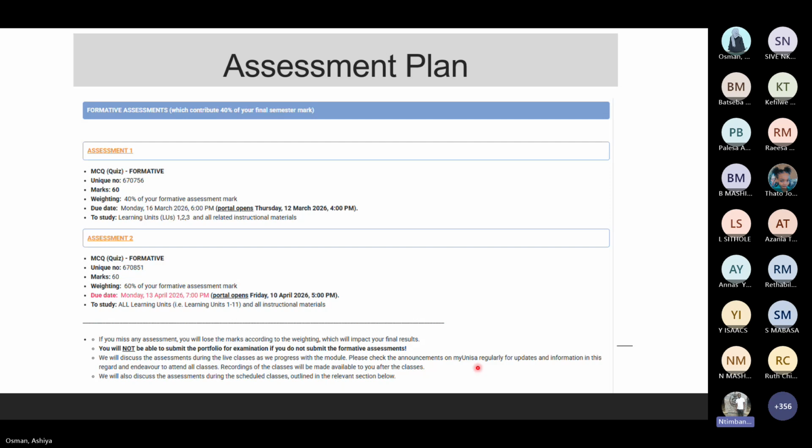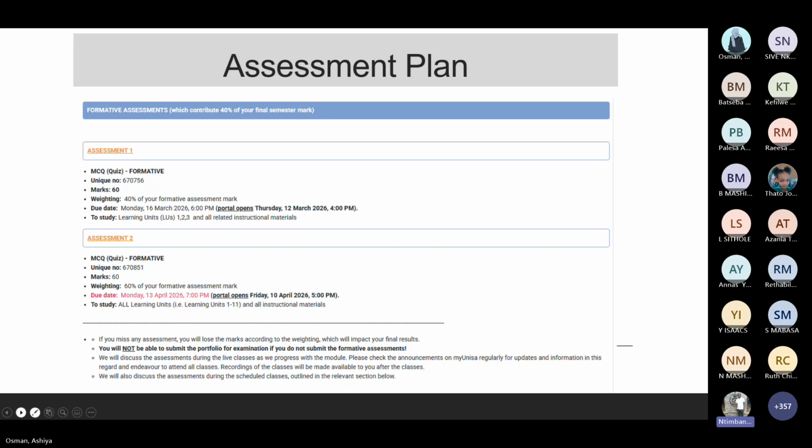Please check the announcements on myUNISA regularly for updates and information in this regard, and endeavor to attend all classes. Recordings of the classes will be made available, as we have said that we'll put all recordings available for you. We'll also discuss the assessments during the scheduled classes outlined in the relevant sections below.